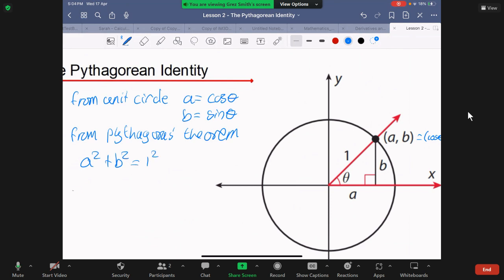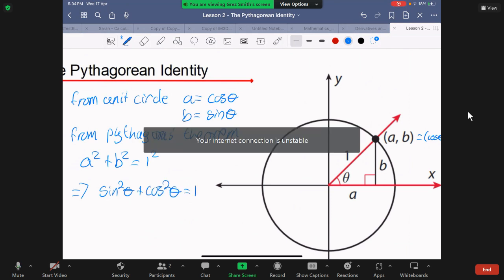Inserting these two together, let me do it the other way around. We tend to write the sine one first. Sine squared theta plus cos squared theta equals 1. And this is the Pythagorean identity.